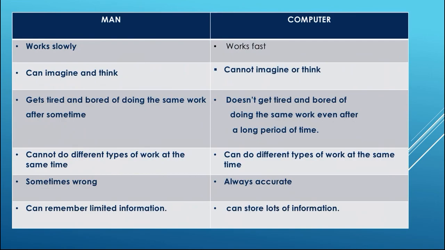But computers have to do the same work again and again because they're designed in a way that they have to work. Man cannot do different types of work at the same time. We can either watch TV or we can study. You cannot do both things at the same time, and if you're doing it, you're not doing it properly. But computers can do different types of work at the same time. We can be wrong, computers are always accurate. We can remember limited things, but a computer can remember a lot of things. It has a big memory and we store things in it, and they're not deleted unless we delete them.